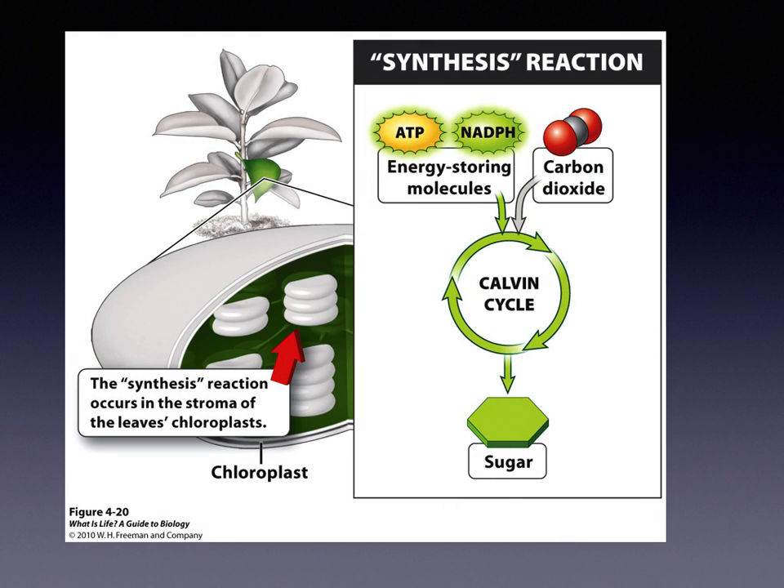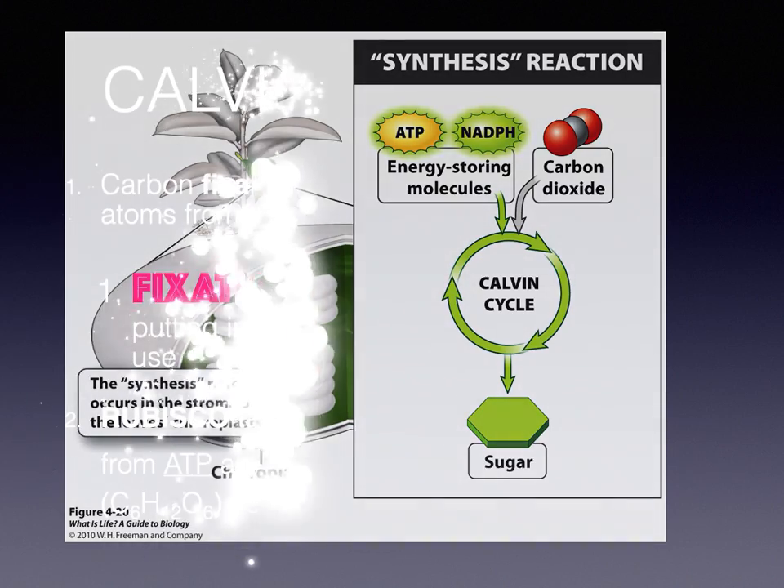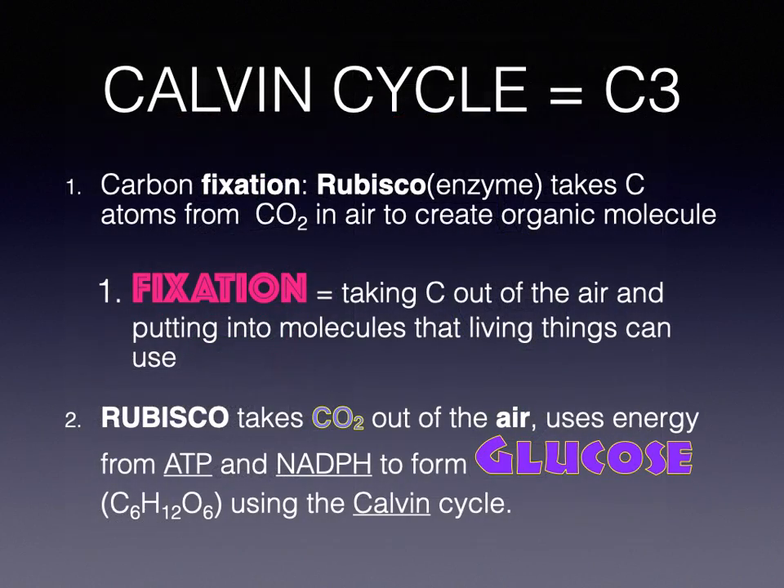Here's a picture showing you that we've got the energy going in the form of the fully charged battery and the electrons from the electron pirate, with some carbon dioxide that you pull out of the air into the Calvin cycle, and it gives you the sugar. That sugar is glucose. When the Calvin cycle pulls carbon dioxide out of the air, that's called fixation. It's taking carbon out of the air and putting it into molecules that living things can use.